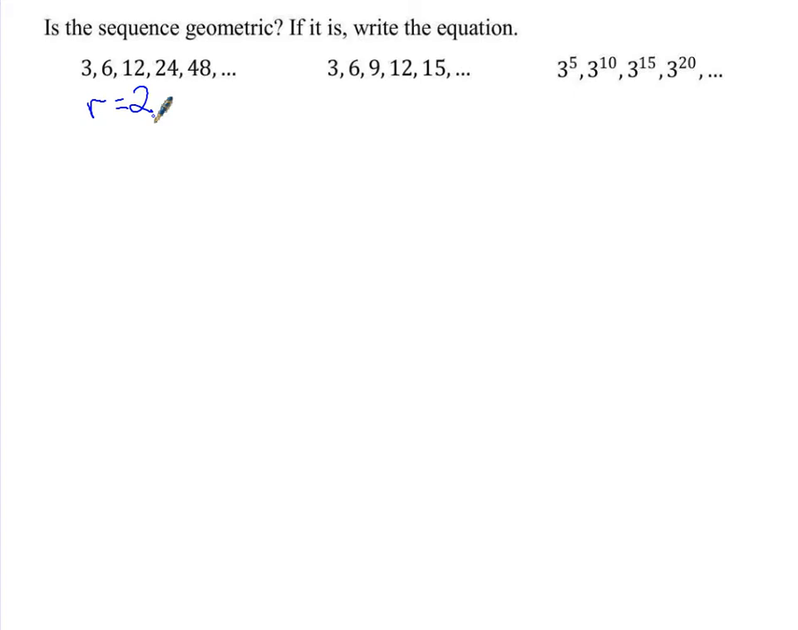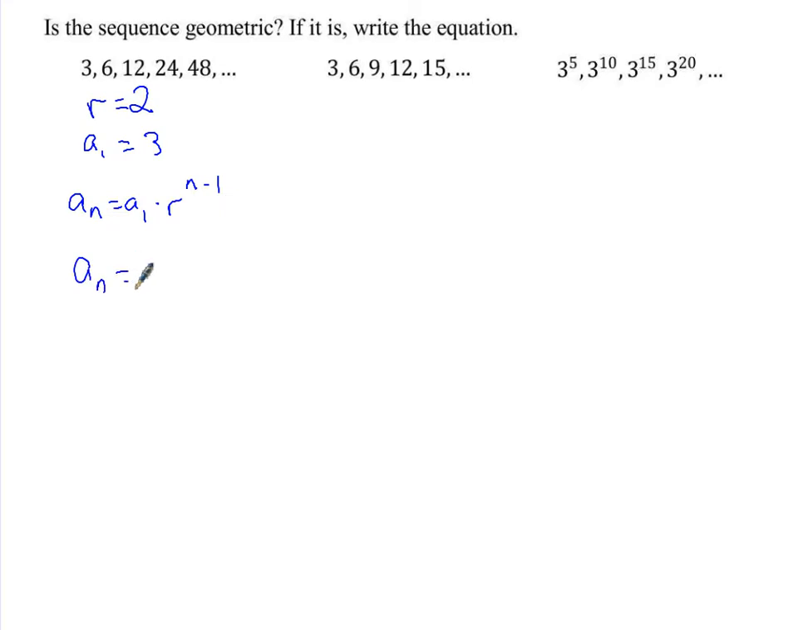The only other thing we need is the first term in the sequence, which we have. A sub 1 equals 3. And now we can write the equation for this geometric sequence. It's going to be a sub n equals a sub 1 times r to the n minus 1. Just substitute in what you know.